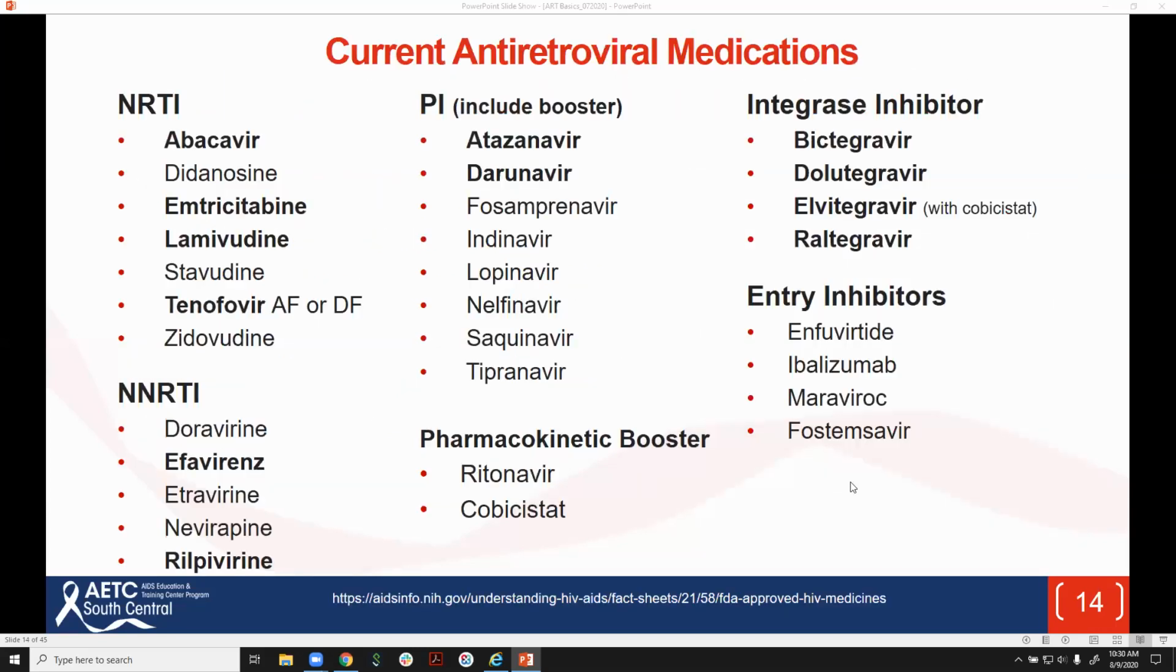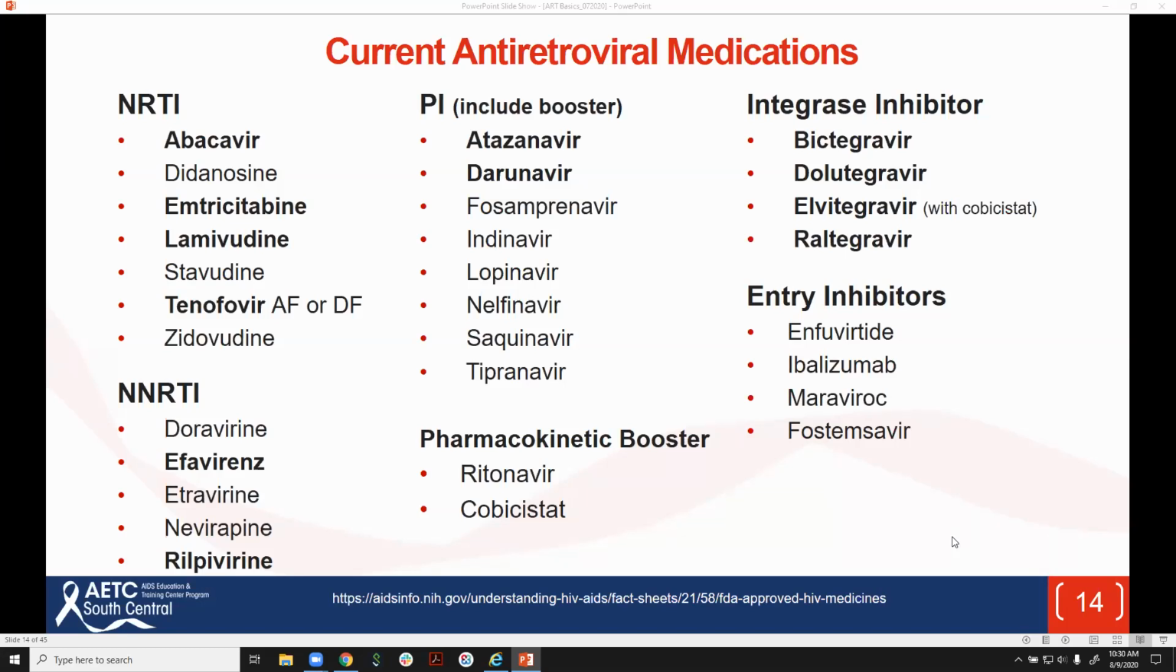So here's a list of all the antiretroviral agents. There are quite a few. There are many still on the market, but most of these we do not use anymore. I've bolded the ones that are still in either the primary recommended regimens for treatment naive or the alternates for treatment naive. And so you can see there are many agents on this list that we no longer use regularly.